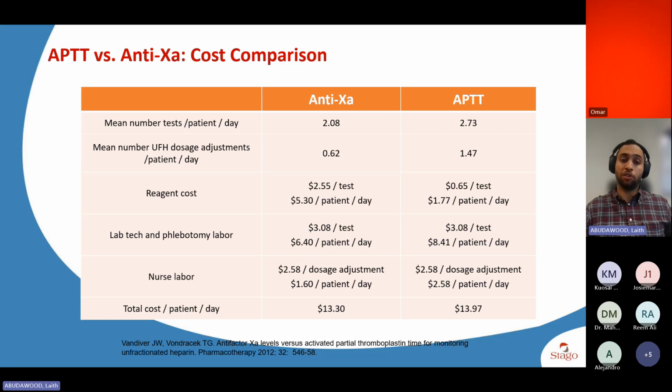When we consider the lab technician, the phlebotomy labor, and the nurse labor, then some studies actually found that anti-Xa might be equivalent, if not slightly cheaper overall, for the hospital to run as compared to using APTT for UFH monitoring. So yes, anti-Xa might be more expensive as a test per se, just on the lab level, but overall it might be actually equivalent, maybe slightly more expensive, maybe slightly less expensive. But the thing is also when you consider the interferences and all the issues that come with APTT, then you slowly start to realize that anti-Xa might be actually better in so many ways, not just the financial part.